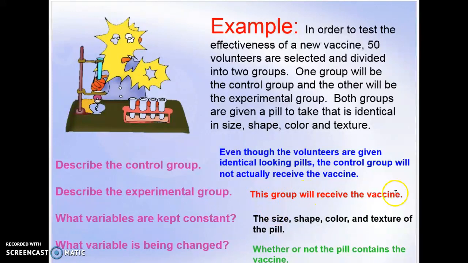Now, the reason why they do this, because there's some evidence that shows that if people think they're getting better, they might change their lifestyle a little, they might do some certain things. So they want everybody to think they're getting the same thing. One group gets the vaccine, the other doesn't. The constants are the size of the pill, the shape, the color, the texture. Everything else is the same. The only thing that's being changed is one group's getting the medicine, the other one's not.